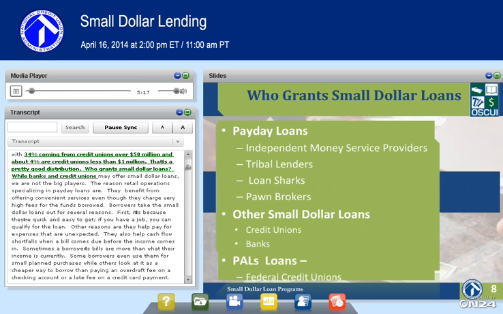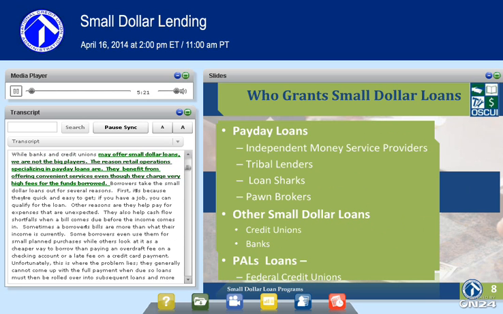Who grants small dollar loans? While banks and credit unions may offer small dollar loans, we are not the big players. The retail operations that specialize in payday loans are. They benefit from offering convenient services even though they charge very high fees for the funds borrowed.